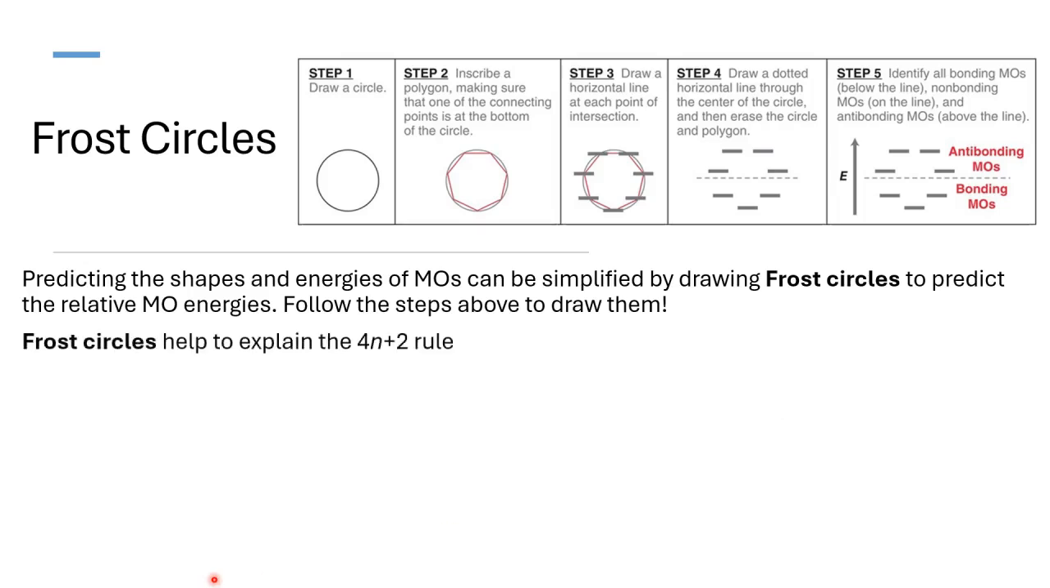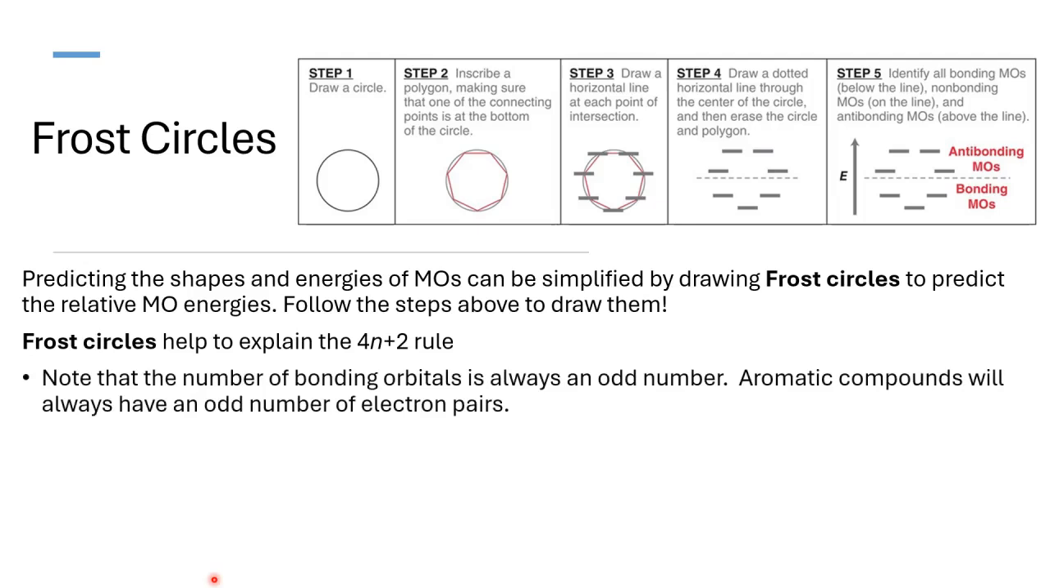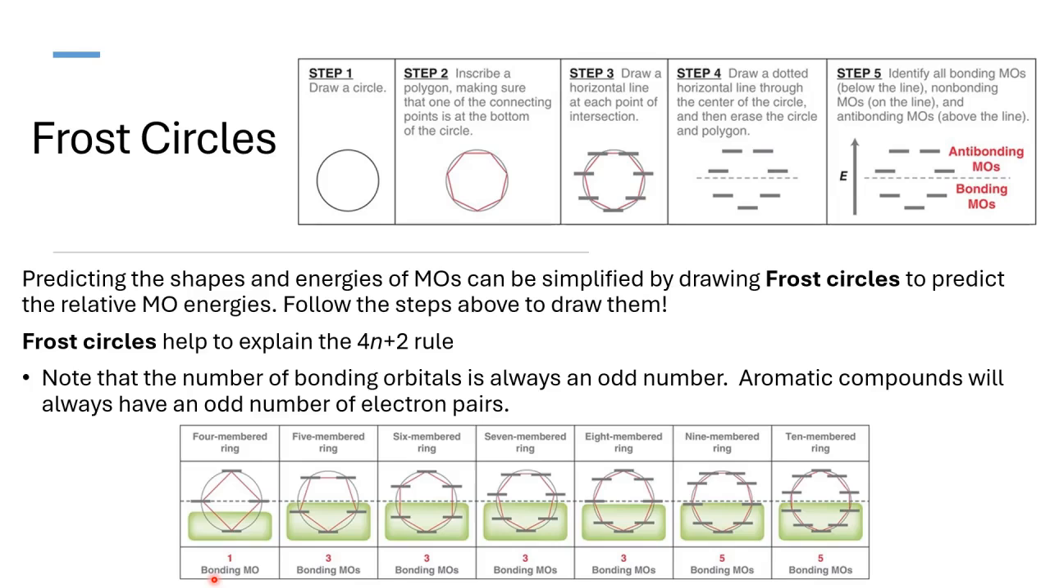Frost circles help explain the 4n+2 rule. Note that the number of bonding orbitals is always an odd number. Aromatic compounds will always have an odd number of electron pairs. Notice here we have from 4-membered rings all the way to 10-membered rings, and each time the number of bonding MOs is an odd number. For 4-membered rings, it's 1, for 5, 6, 7, and 8-membered rings, the number of bonding MOs is 3. For 9-membered rings, it's 5, and for 10-membered rings, it's also 5.